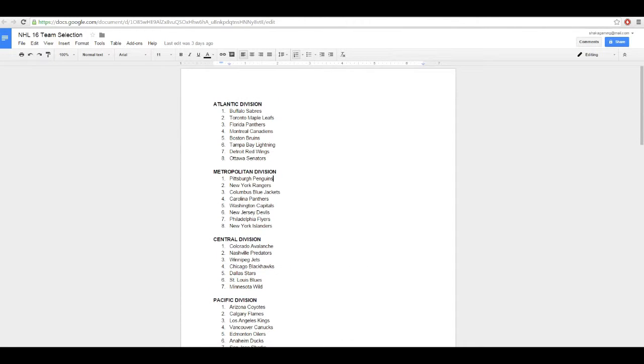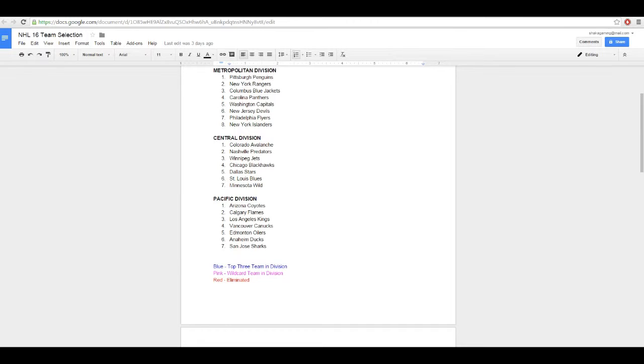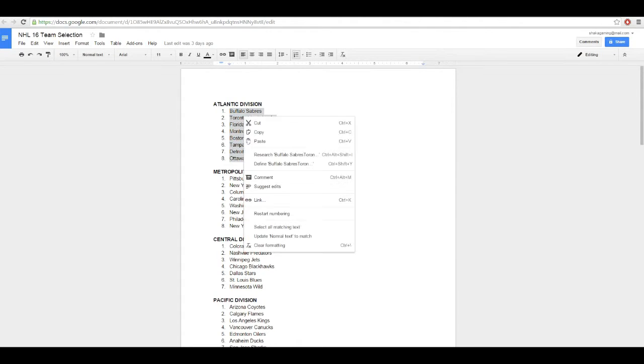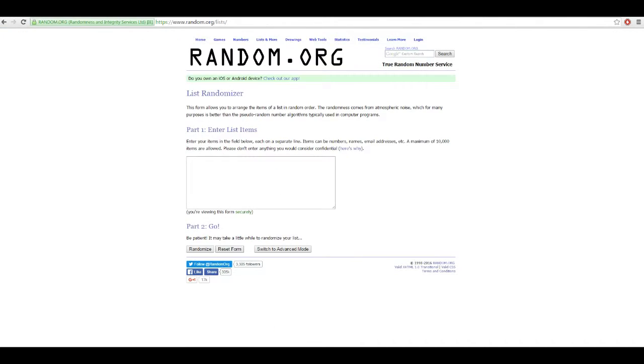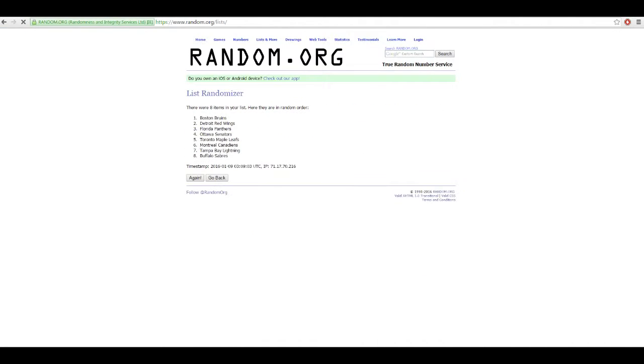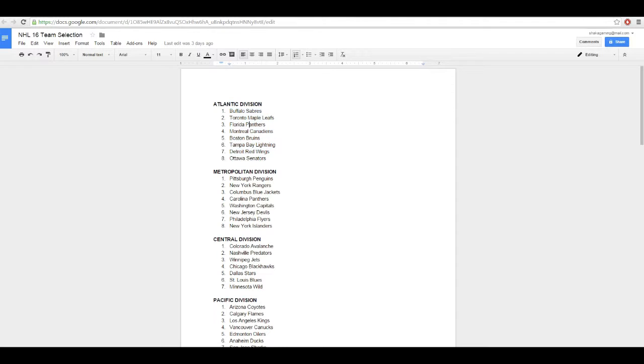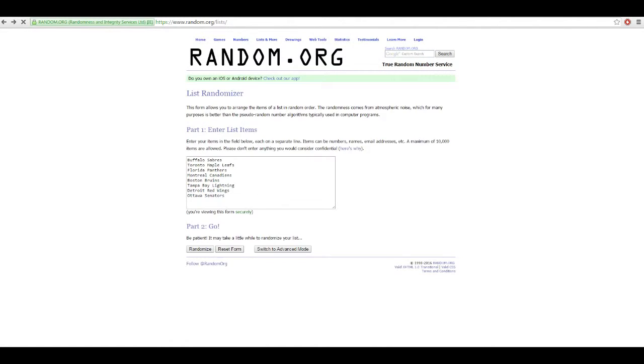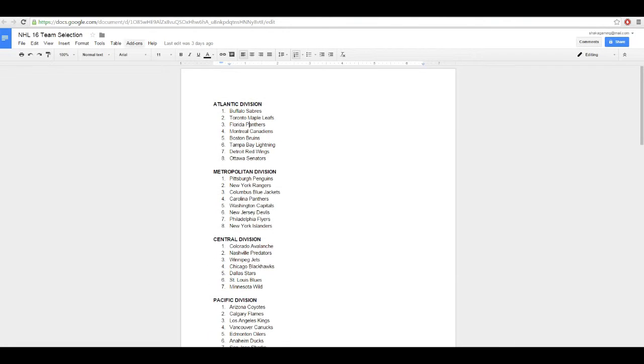So of course you see our divisions right here: Atlantic, Metropolitan, Central, Pacific, and then we have all the teams in there. So basically what I'm going to do is copy the Atlantic division right here, put it into this list generator, paste it, randomize the list, and the number one team in the list gets eliminated from the playoffs. So that was just the start, so I'm not going to do it again. I'm going to just go back, but let's get this started.